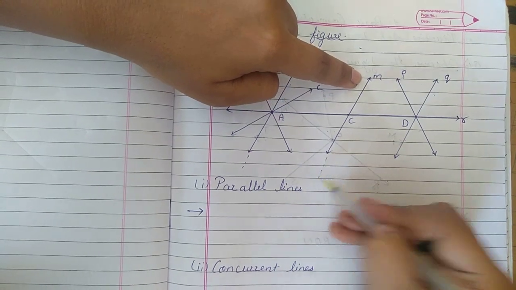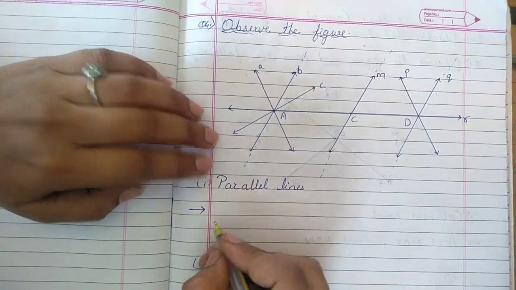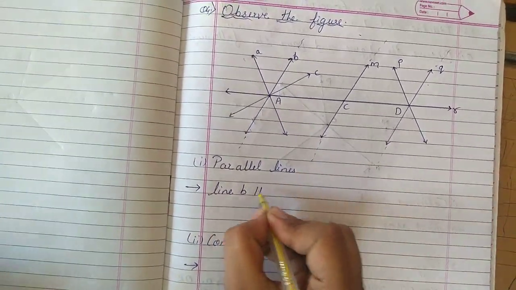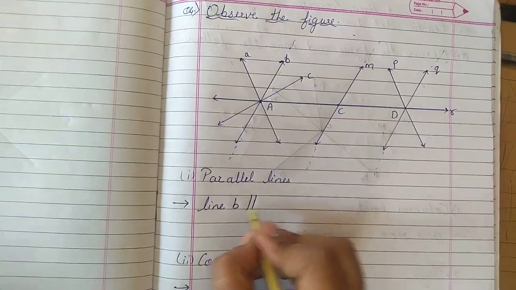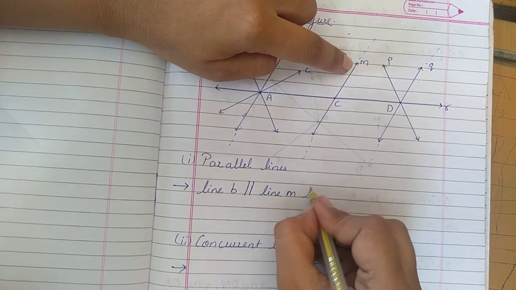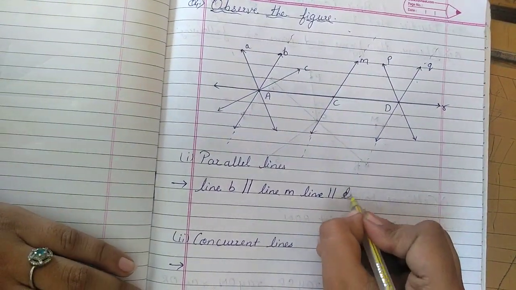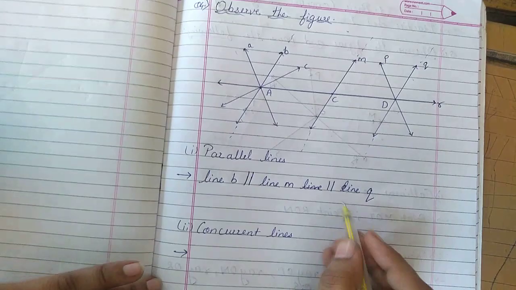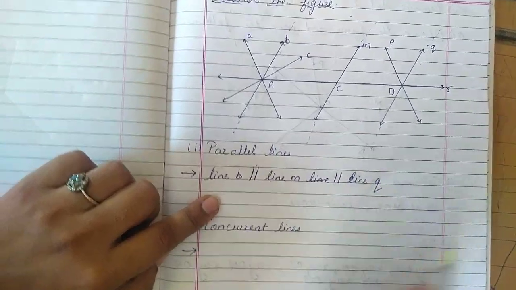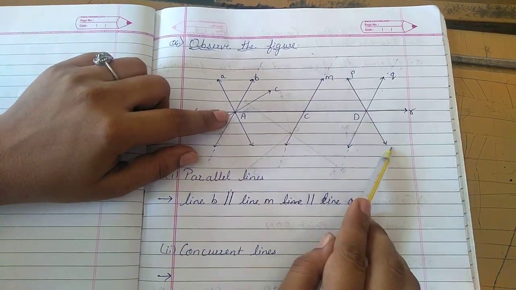Now you have to see in this figure, see this B is a parallel line and this M is a parallel line and this Q is parallel line with each other, right? So how you will write? You will write line B parallel to, this is the sign of parallel you have to put, line B is parallel to line M, line M is parallel to line Q. You have to write like this, line B is parallel to line M, parallel to line Q.